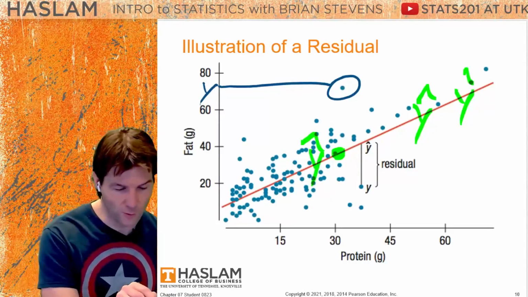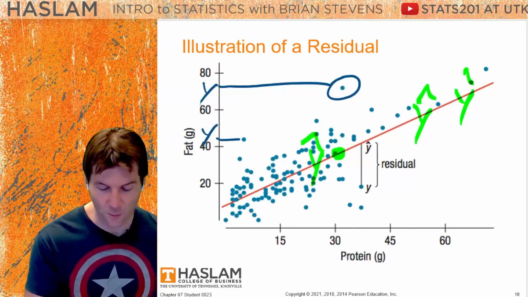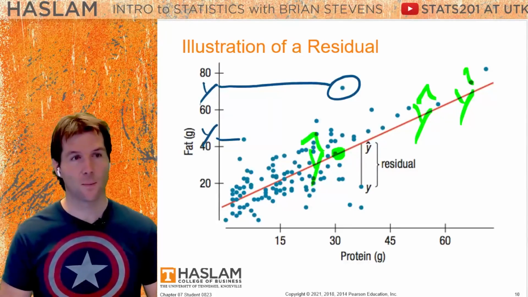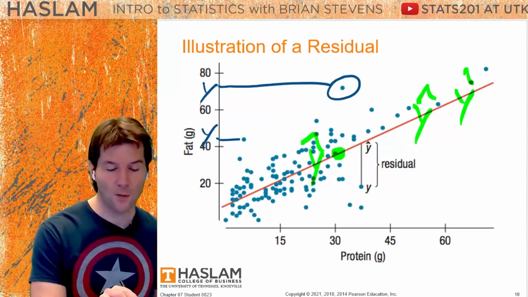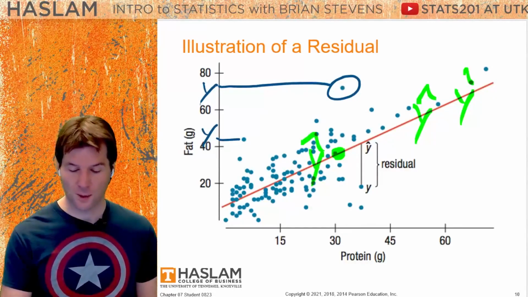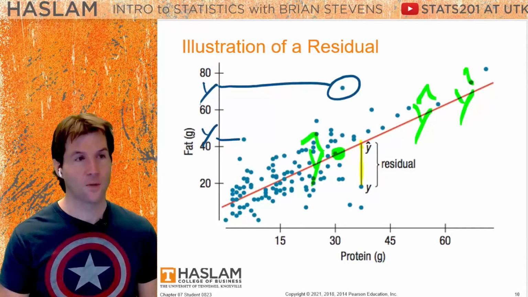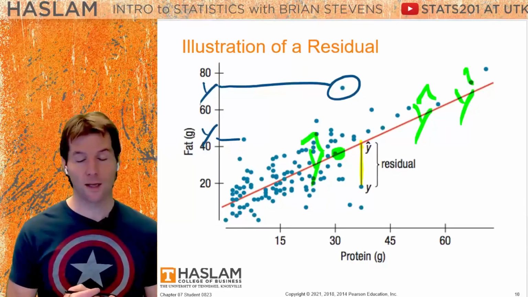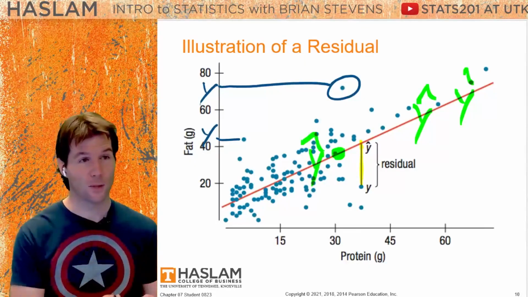And if you trace over from one of them, you can see their value of y by just seeing where it hits the axis. A residual is how far away the observed is from the predicted. Huge note right there: a residual is how far away the observed is from the predicted.